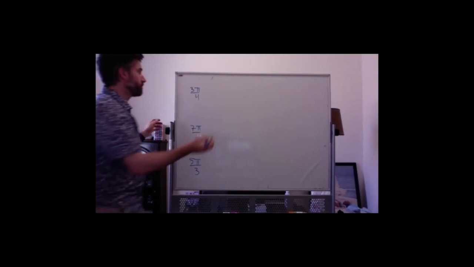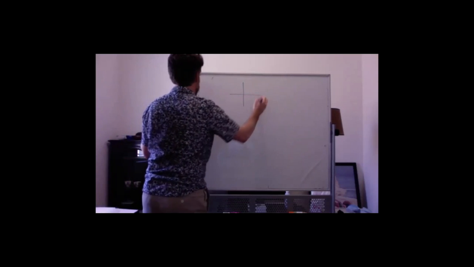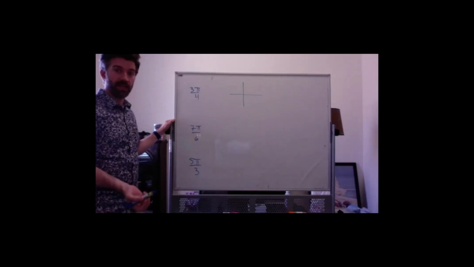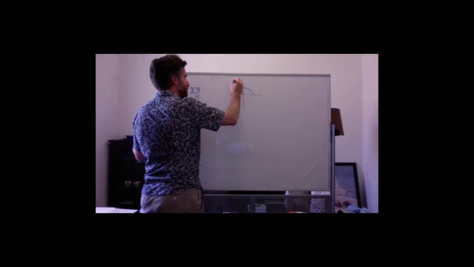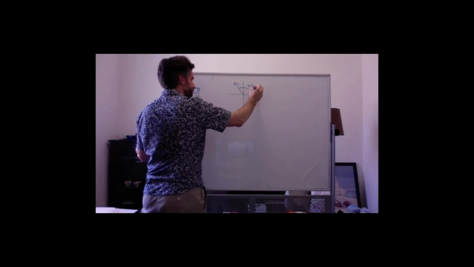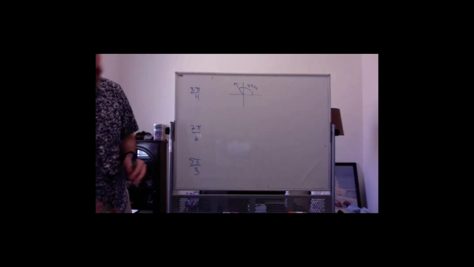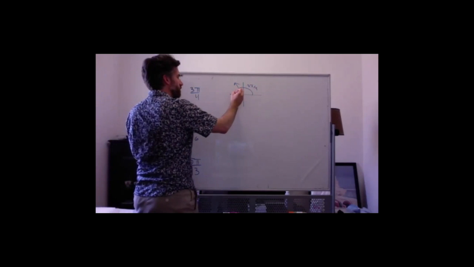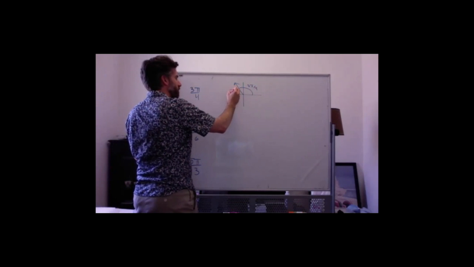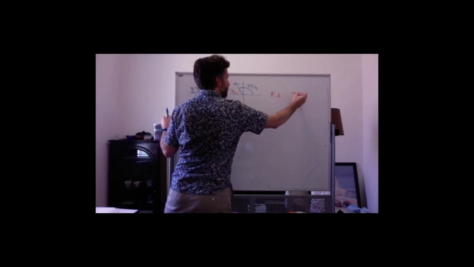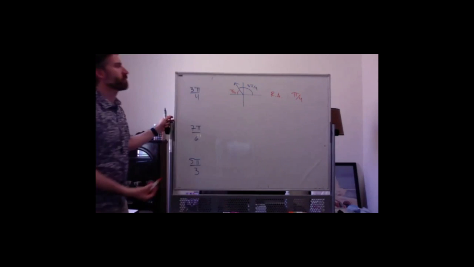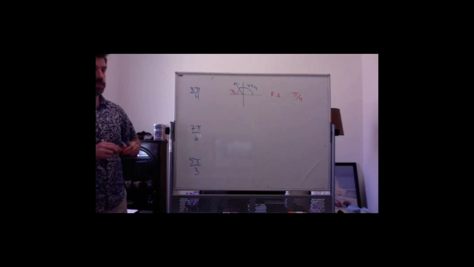So the reference angle for 3 pi over 4, well, that's in quadrant 2, right? I know it's definitely more than half of pi. It's definitely less than a whole pi. And the reference angle is pi over 4, because those add up to pi.